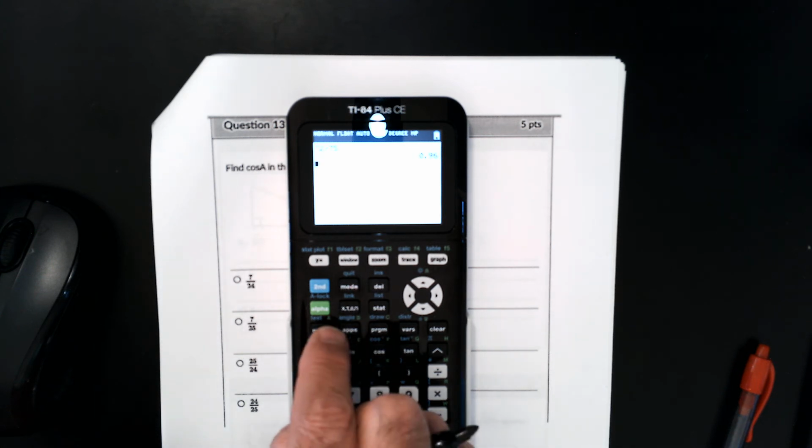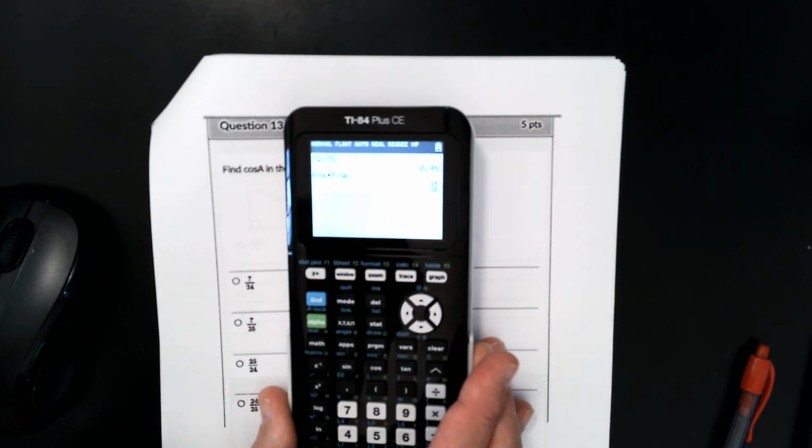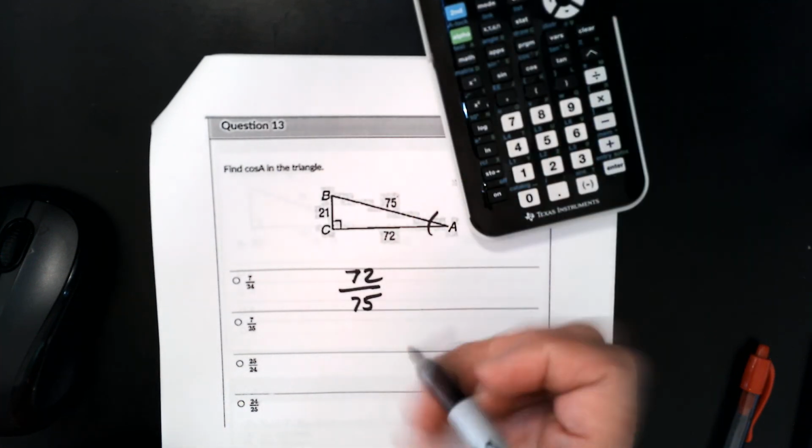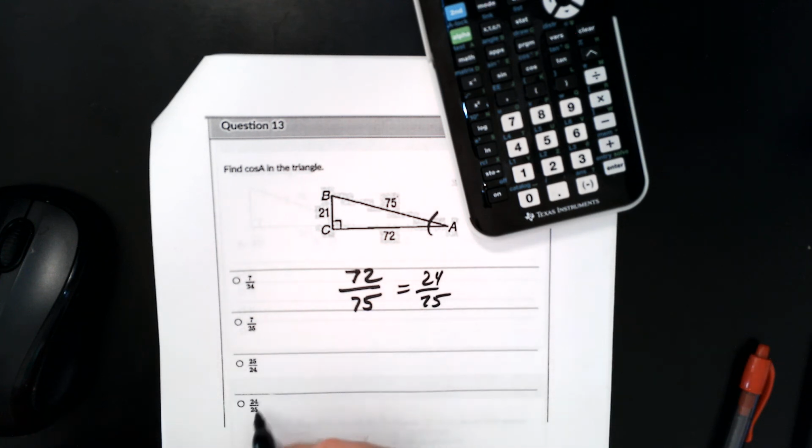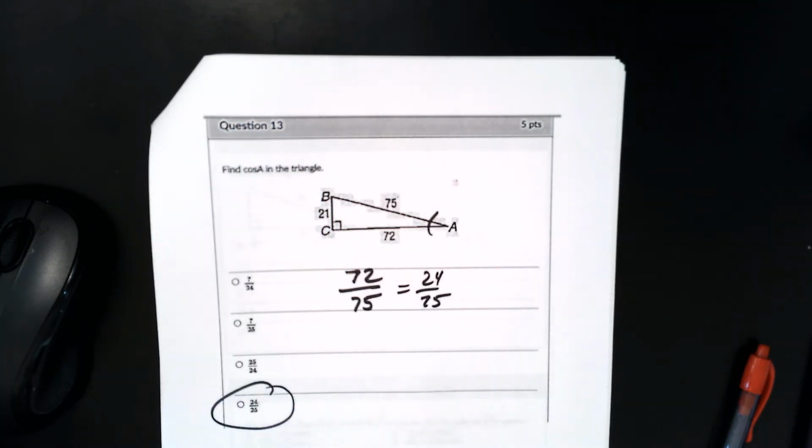Then you go up here to the math key. The first choice is number 1, frac. You hit that, and then you hit it a second time. And that got me 24 over 25. And that would be the answer, I almost grabbed the wrong one. 24 over 25 is right. Right there.